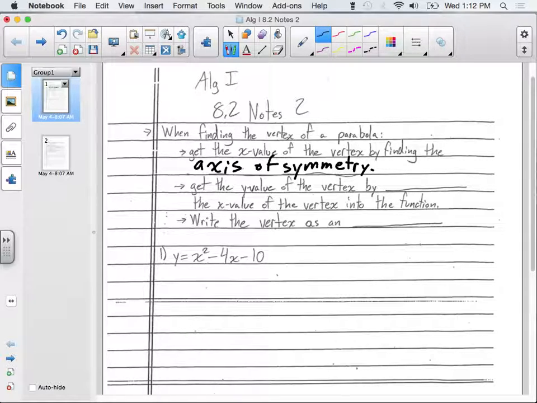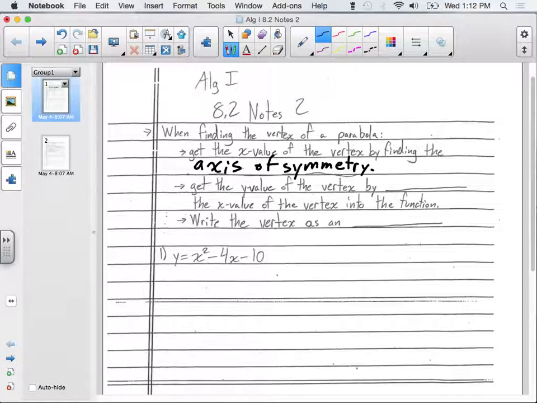Now, if you guys remember yesterday in our notes, the axis of symmetry and vertex are related to each other. So how are they related to each other? The axis of symmetry runs straight through the vertex. Exactly. The axis of symmetry always passes through our vertex.